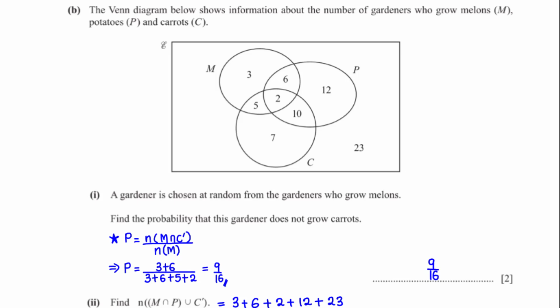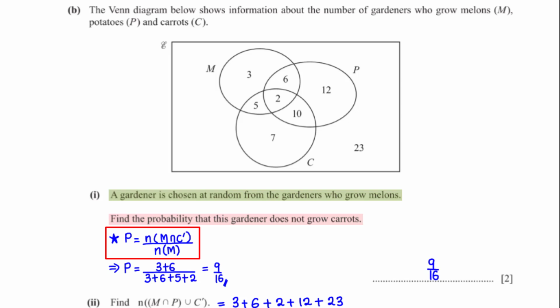The Venn diagram below shows information about the number of gardeners who grow melons, potatoes, and carrots. A gardener is chosen at random from the gardeners who grow melons. Find the probability that this gardener does not grow carrots. The pool from which the gardener is picked is the set of gardeners who grow melons. And so, this probability is equal to the number of gardeners who grow melons and do not grow carrots divided by the number of gardeners who grow melons.